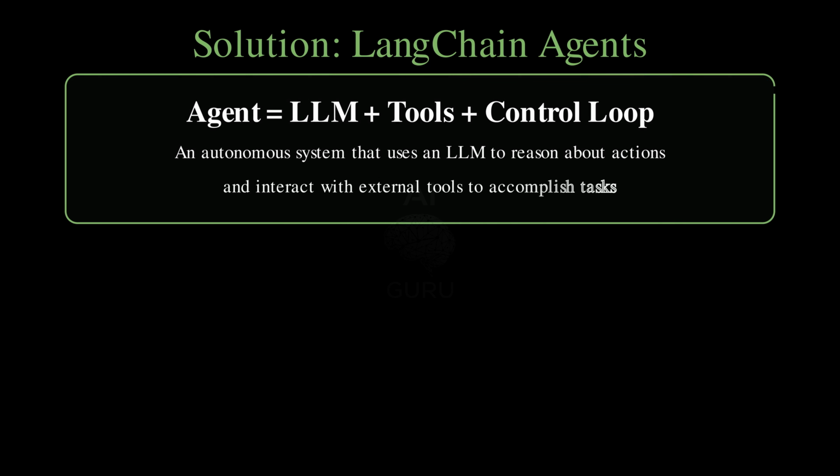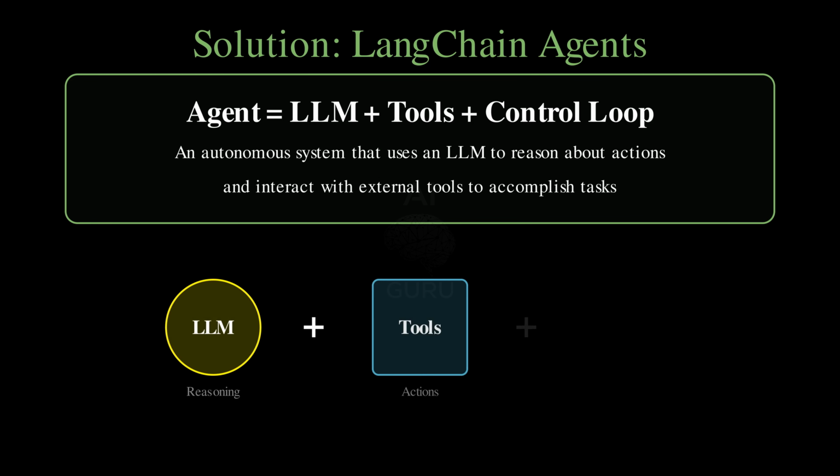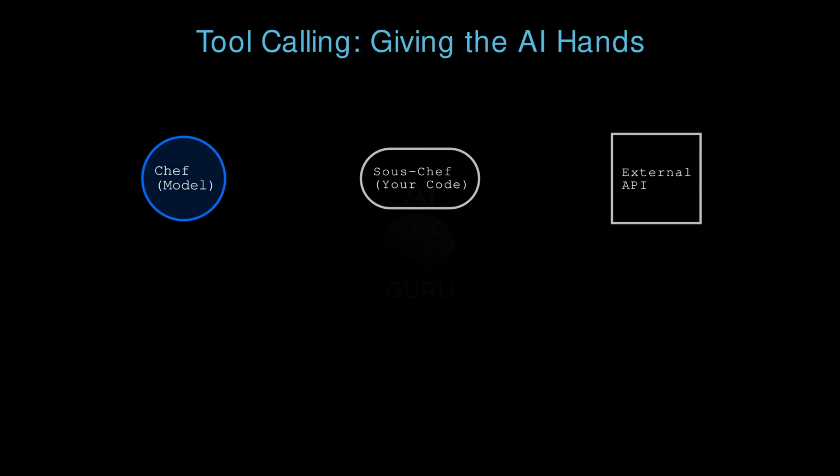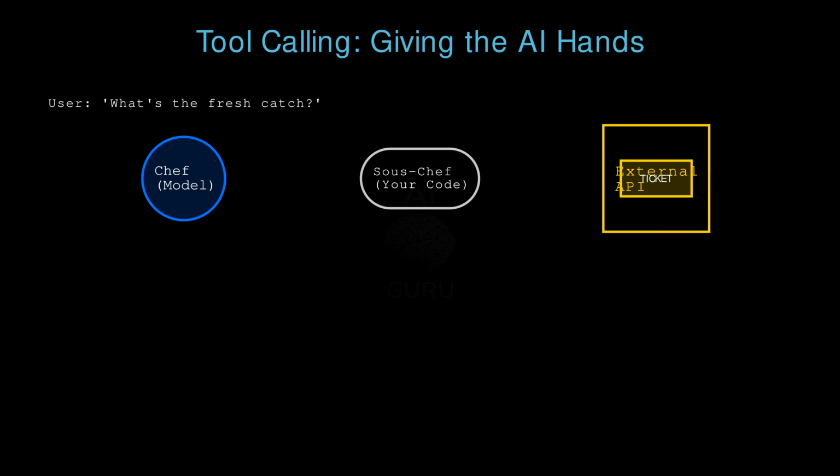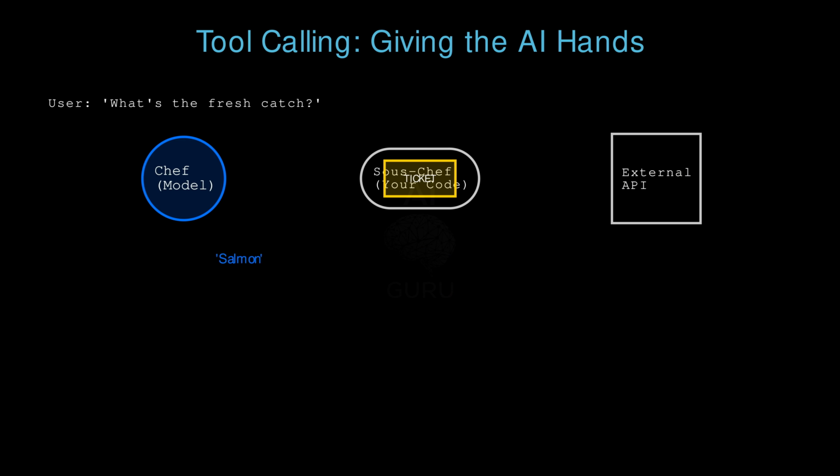I really like the chef and sous-chef analogy for this. Can we walk through that? It makes it so much more concrete. Let's do it. It's the perfect way to see the flow. Okay, so the model is the head chef. Super skilled, super creative, but stuck in the kitchen. Cannot leave the station. Right, and you, the developer, your code, you're the sous-chef, or the runner. So a customer, the user, asks, what's the fresh catch of the day? The chef doesn't know, can't see the ocean. So what does the chef do?